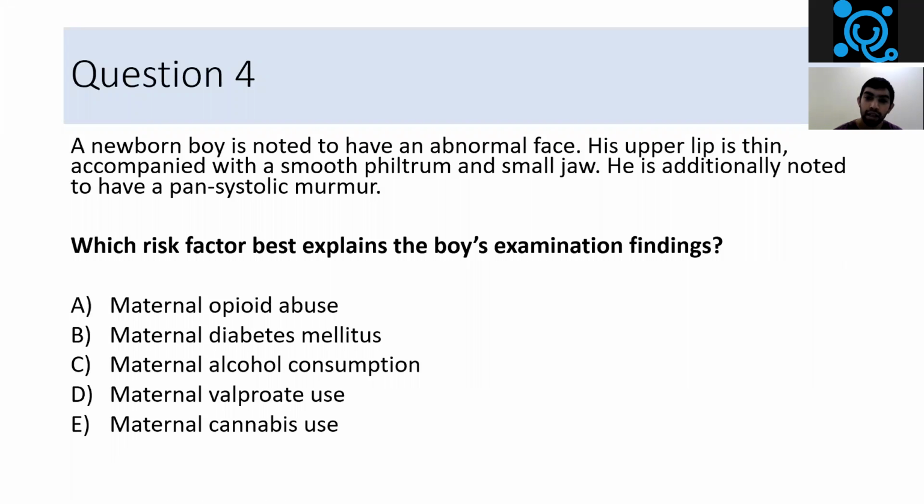Okay, so the vast majority of people have gone for C, maternal alcohol consumption. Well done. I thought this was quite a tricky question, actually. It turns out you guys probably know it quite well. So yes, the question was describing the phenotype for fetal alcohol spectrum disorder. Okay, and one of the key giveaways is a smooth philtrum coupled with a pansystolic murmur.